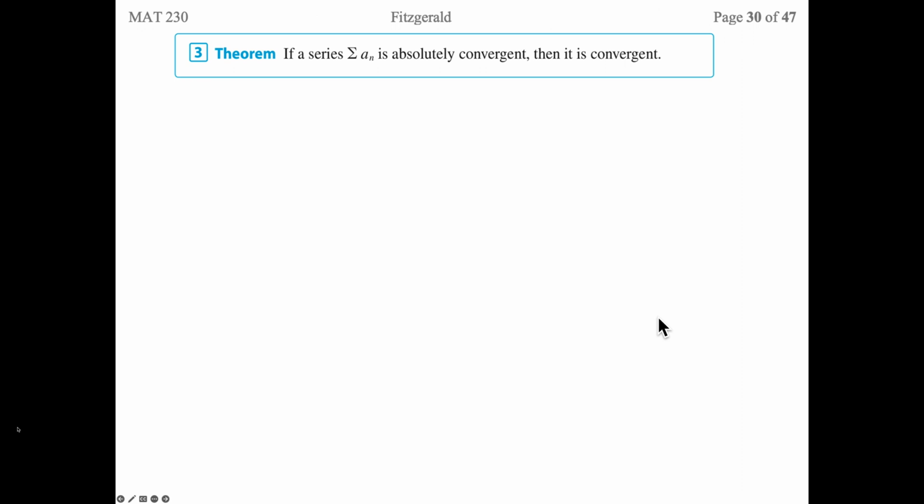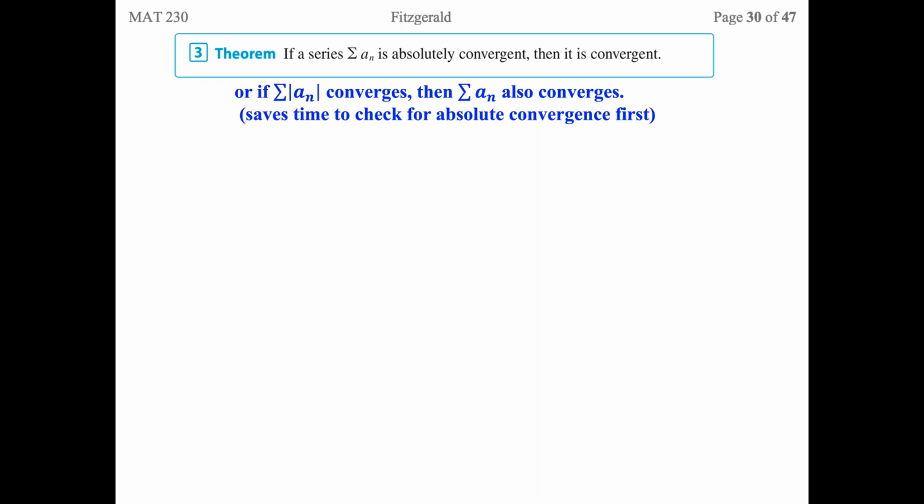So theorem number 3: if a series is absolutely convergent, then it is convergent. Or, if the series of the absolute value of a sub n converges, then the original series also converges. Saves time to check absolute convergence first.